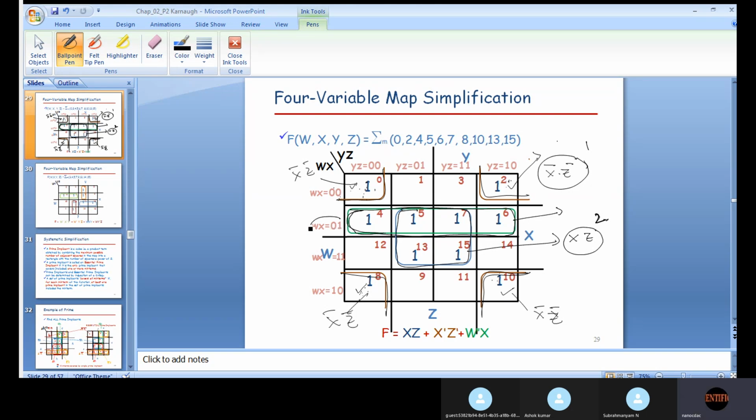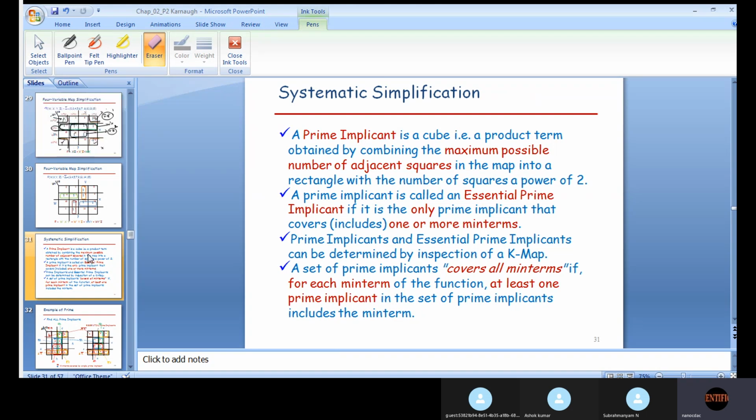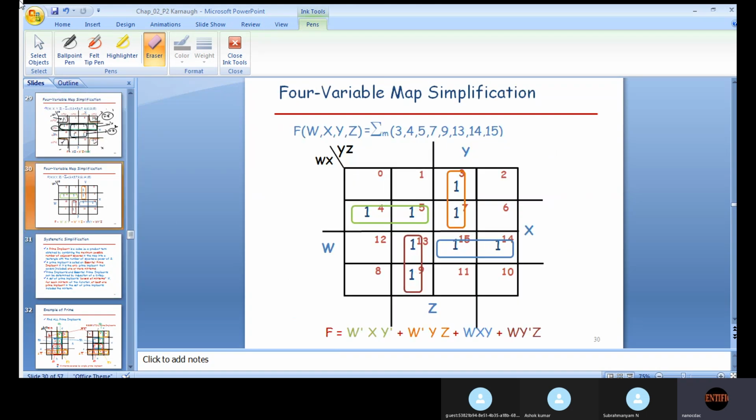So this is nothing but w bar x. Okay, this is w bar x. So here you can see x bar z bar and w bar x. Okay, so like this you need to write. Okay, so now how do you simplify?